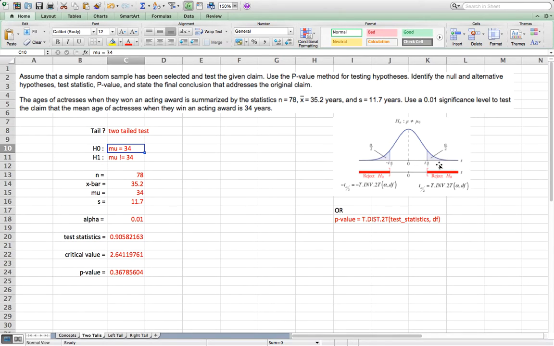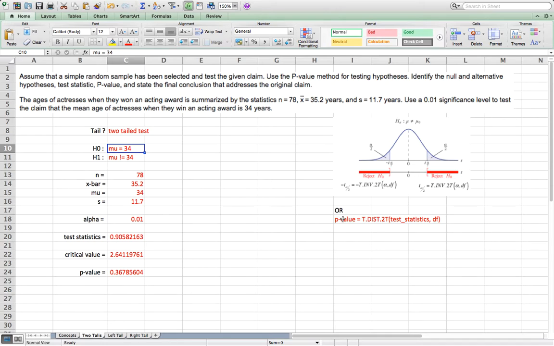That's your critical value. Or you calculate the p-value. The p-value is the area outside the test statistic. So you calculate the test statistic first. You calculate one, and the opposite is the other one. So for a two-tailed test, the p-value is the area outside the test statistic, the sum of these two tails.